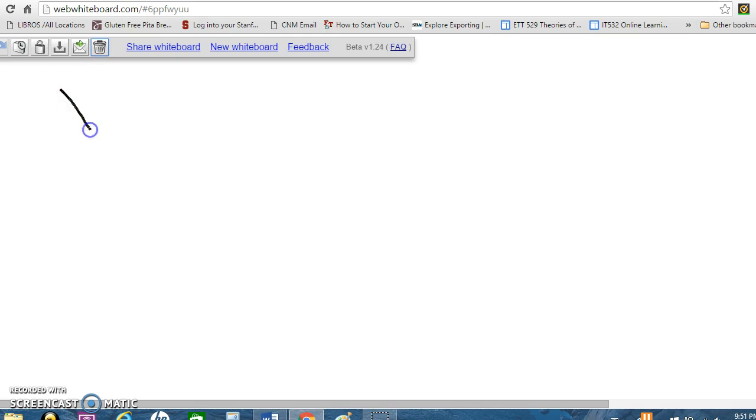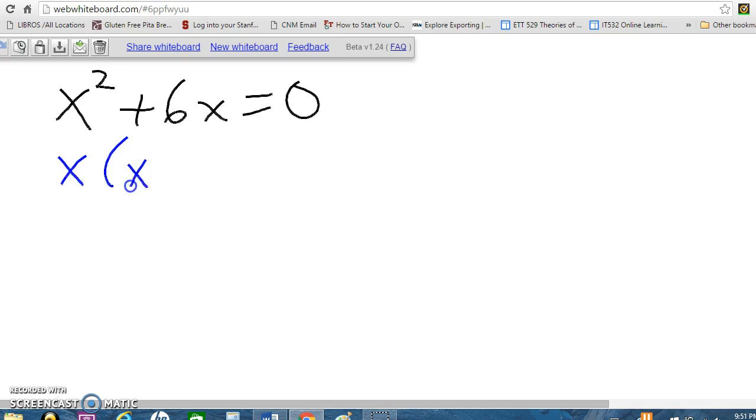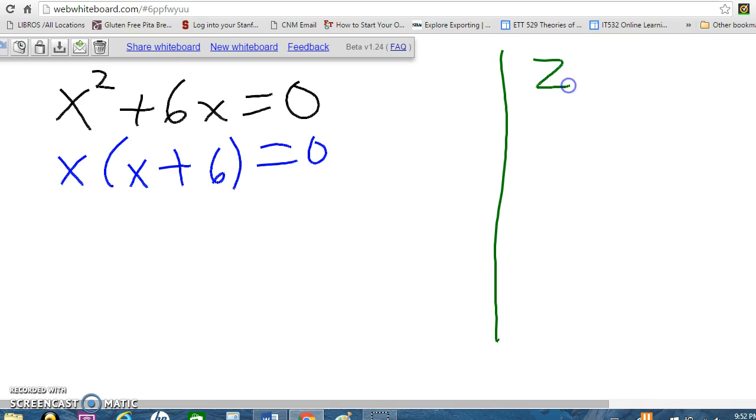So let's say that we have something like x squared plus 6x is equal to 0. When we solve by factoring, we always want to make sure that one of the sides is equal to 0, which in this case we have. So we're going to factor by getting the greatest common factor, which in this case is x, and we end up with x times (x plus 6) equals 0. The other thing that I wanted to show you is something that is called the zero property.